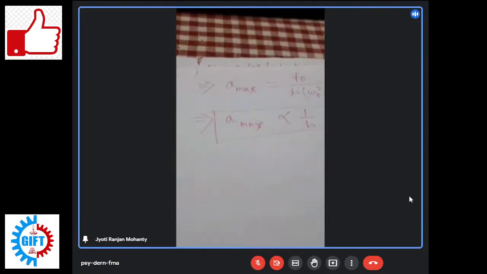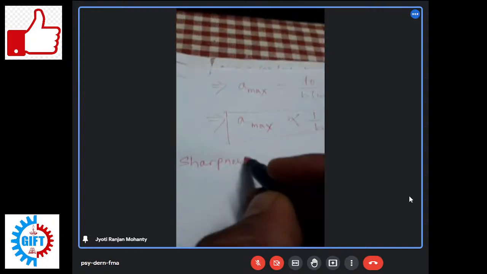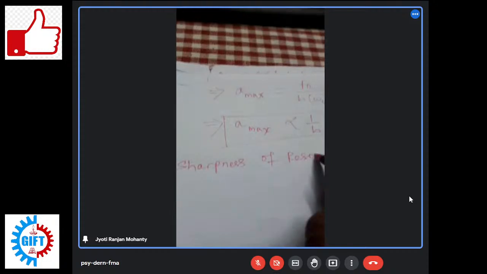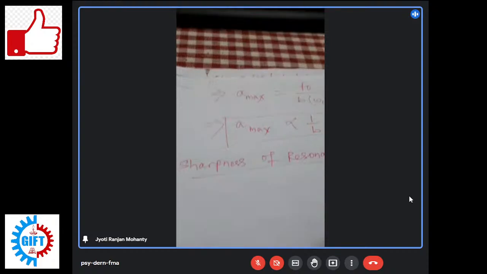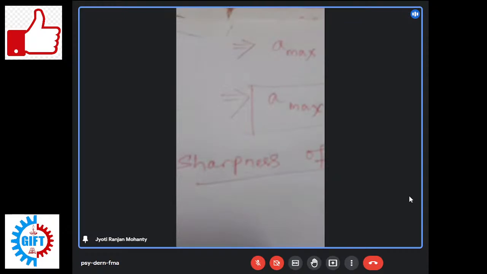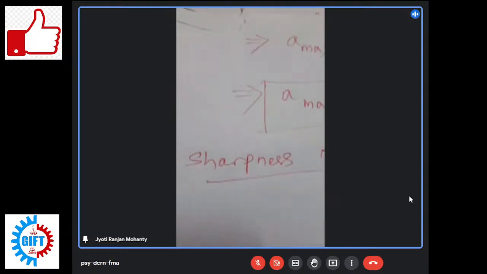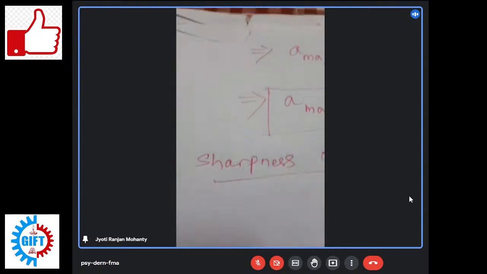So next, write sharpness of the resonance. What is the meaning of the sharpness? Generally, we are talking about sharpness. What is the literal meaning of the sharpness?